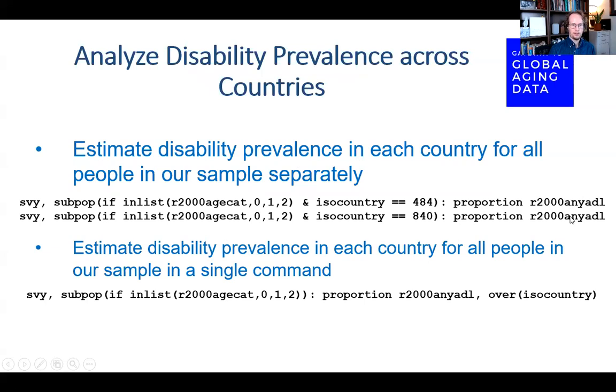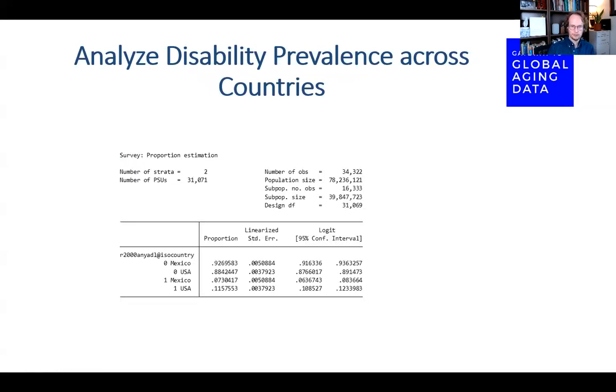You can also do this in a single line instead of doing it separately. So we can also estimate disability prevalence for each country for all people in our sample in a single command. So instead of doing one command for Mexico, one command for USA, we could also include at the end of this an optional command called over. We're going to say over ISO country. And our result in Stata is going to look like this.